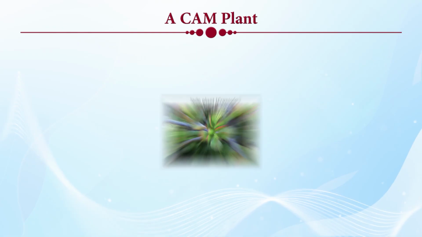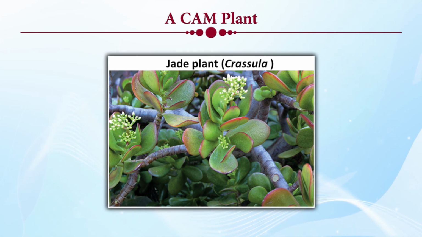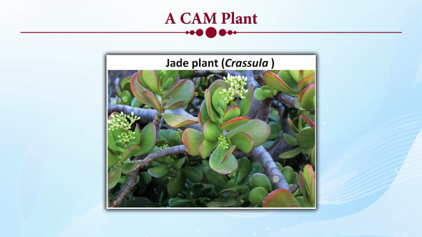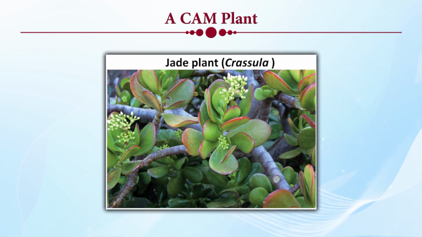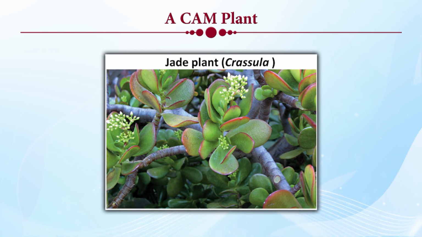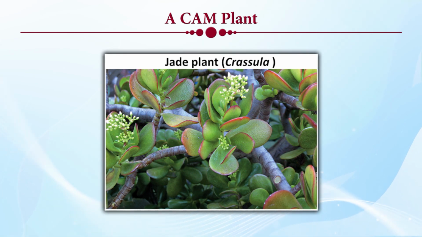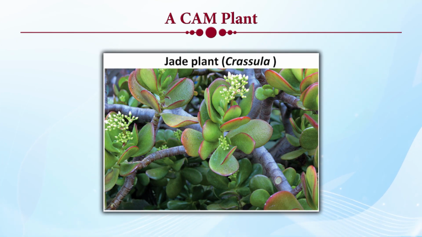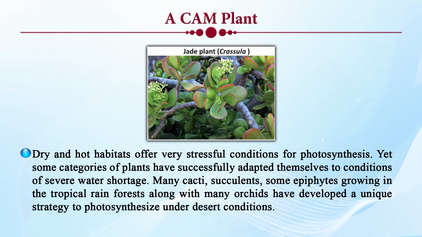A CAM plant, that is Crassula, was the member in which the cycle was discovered, and also in Bryophyllum, and both of them belong to the family Crassulaceae, and hence the name crassulacean acid metabolism. Now, why has this metabolism come about, that is the rationale, because such plants are growing in extremely dry and hot habitats. So, that means the conditions are very, very stressful for photosynthesis.